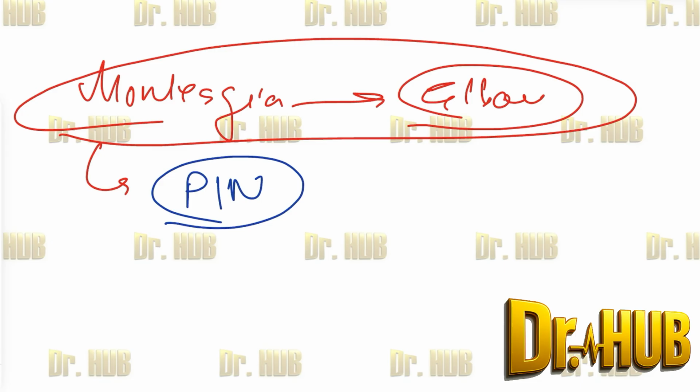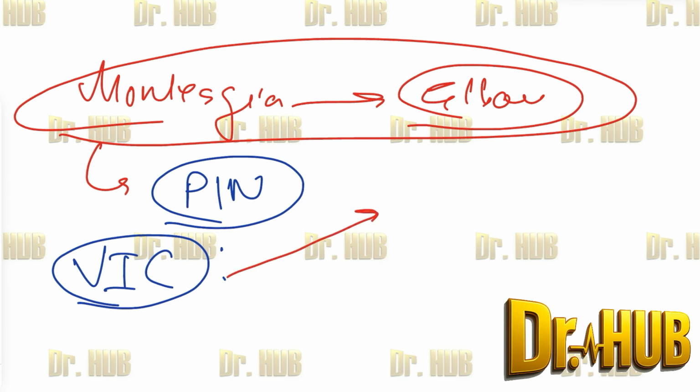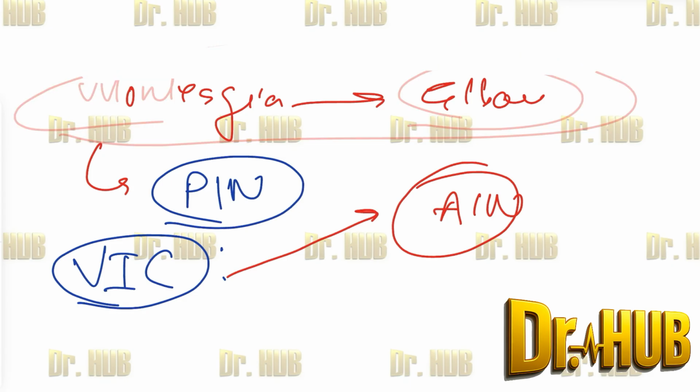Next, we move on to the Volkmann ischemic contracture. We are writing it as VIC. Under VIC, it is the AIN. So Monteggia fracture is the PIN and VIC is nothing but the AIN, that is the anterior interosseous nerve.